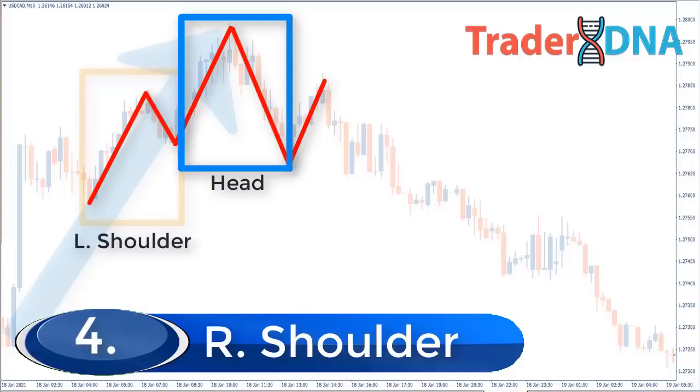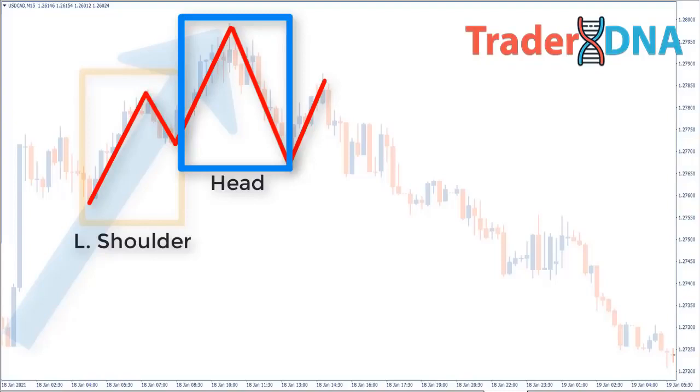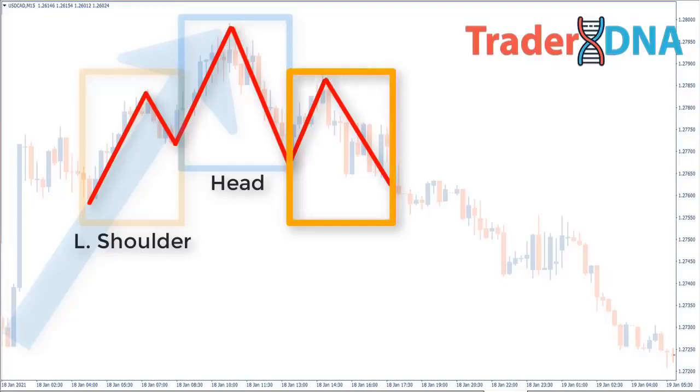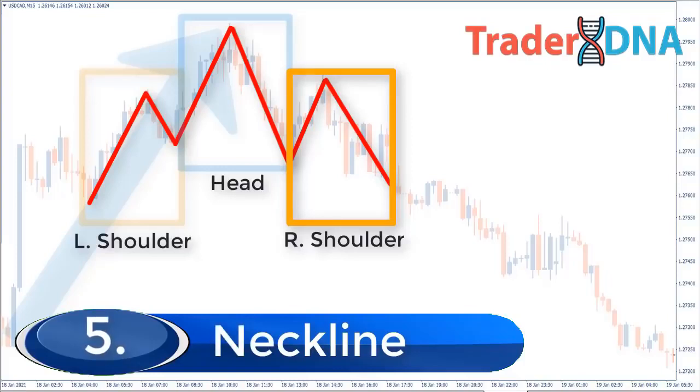Step 4. Right shoulder. The right shoulder is where things come together. It's an indication that buyers are tiring and that the market may be gearing up for a reversal. As soon as the right shoulder begins, we have enough to start plotting the neckline. But because the pattern isn't yet complete, it's best to think of it as a rough draft rather than a final version. Step 5. Neckline.